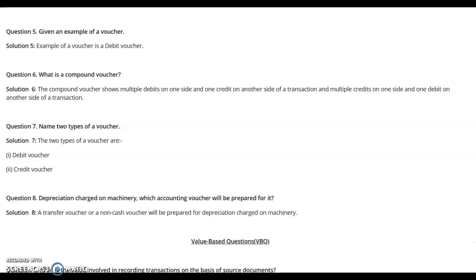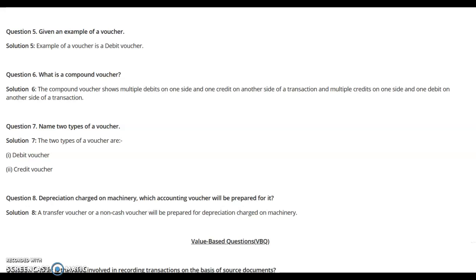Now, what are the important types of vouchers? There are a number of examples of voucher. There may be a debit voucher, a credit voucher, or a transfer voucher. But first of all, we have to understand what a voucher is. Again, a voucher is a source document which supports that a transaction has taken place. Examples of voucher: debit voucher, credit voucher, then transfer voucher.